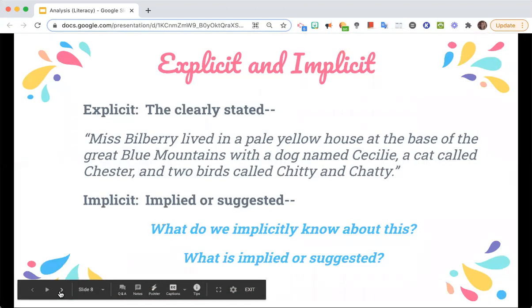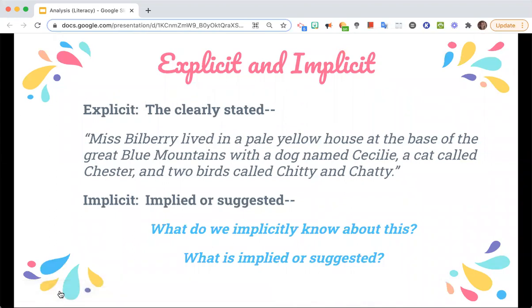So let's practice and really dig into explicit and implicit evidence. In this case, the first explicit piece of evidence, again, what is clearly stated, is: Miss Bilberry lived in a pale yellow house at the base of the Great Blue Mountains with a dog named Cecily, a cat called Chester, and two birds called Chitty and Chatty. So that is the evidence. Those are the words of the author.